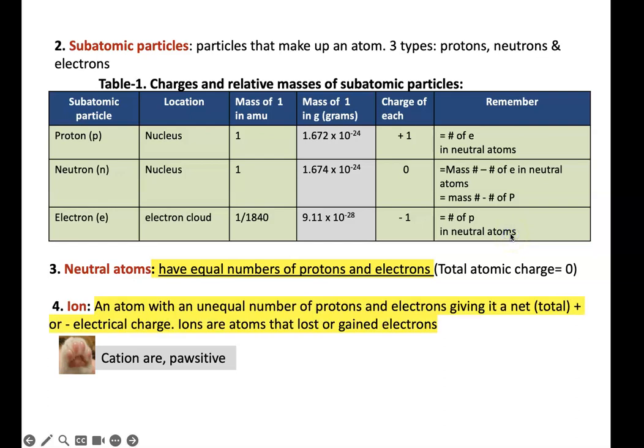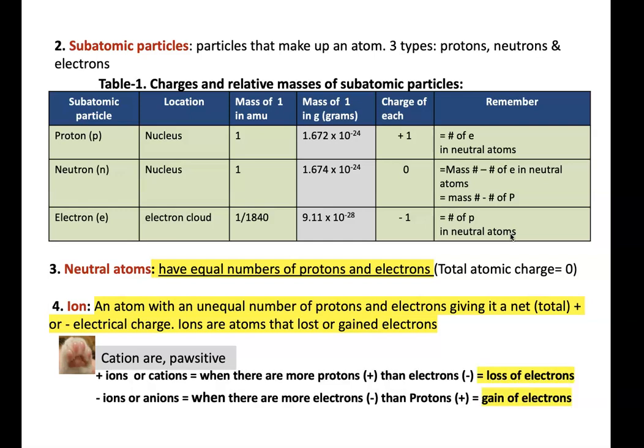So now we're going to talk about ions. Ions are atoms with an unequal number of protons and electrons. Basically, they are not neutral atoms. That gives them a net or total plus or minus electrical charge. In other words, if atoms lost or gained electrons, they are called ions.